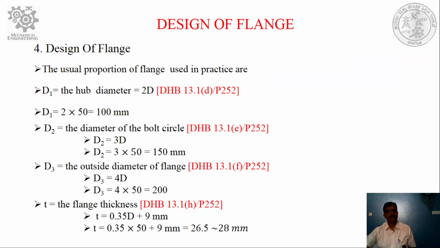Now the thickness of the flange from the empirical rule, that is T is equal to 0.35 into D plus 9 millimeter. We have got 26.5 millimeter. Then we are going to round up to the next even number, that is thickness of the flange is equal to 28 millimeter. Now we have the dimensions of the flange, that is diameter of the bolt circle, outer diameter of the flange, and the thickness of the flange here. Now let us check the individual shear stress while transmitting the torque from one shaft to the other shaft.